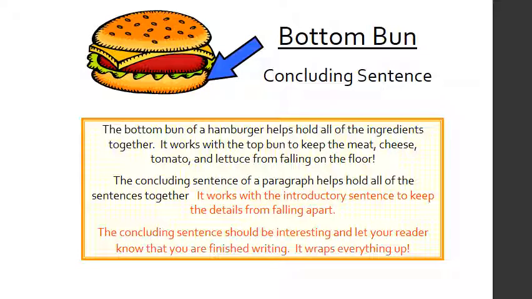The concluding sentence of a paragraph helps hold all of the sentences together. It works with the introductory sentence to keep the details from falling apart. The concluding sentence should be interesting and let your reader know that you are finished writing. It wraps up everything. Or, in other words, we can say that the concluding sentence restates or tells again about the topic sentence but in different words, and it shows that the writer has finished writing his paragraph.